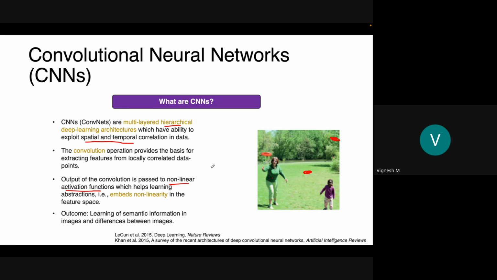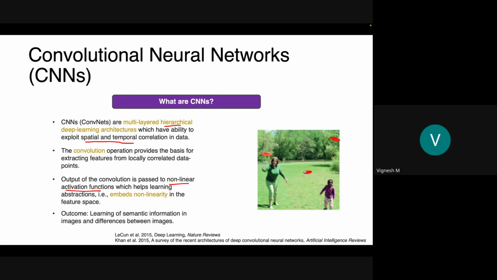And in this case, that could be information about the woman, and the frisbee could be identified, but the relationship of the woman actually throwing the frisbee is a very non-linear sort of operation, right? That has to take into account the entire body shape of the woman, and its relationship to the frisbee.